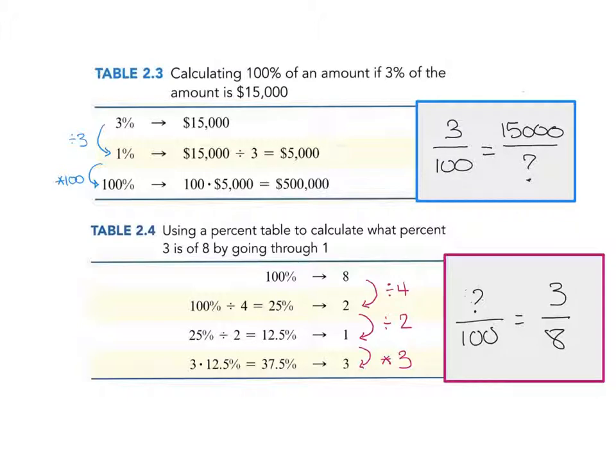So the real number we wanted was 3. To go from 1 to 3, we multiply by 3. So if we take 12.5%, multiply by 3, we get 37.5%. When representing this with fractions, we're trying to figure out what the percent is. So we're trying to figure out what the numerator is over the 100. If we know it is 3 out of 8.